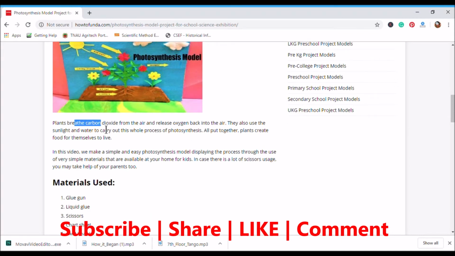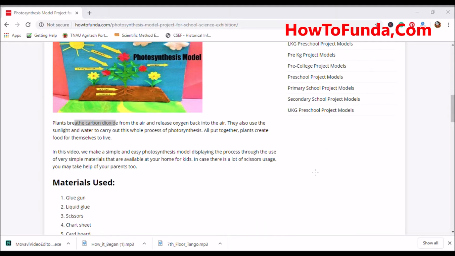The plants take in carbon dioxide from the air and release oxygen back to the air. If you look at this model, whatever carbon dioxide is available in the environment is taken by the plant, and it gives oxygen to human beings through the process of photosynthesis. Basically, it takes sun energy, carbon dioxide, water, and minerals from the root, and it generates oxygen for human consumption.